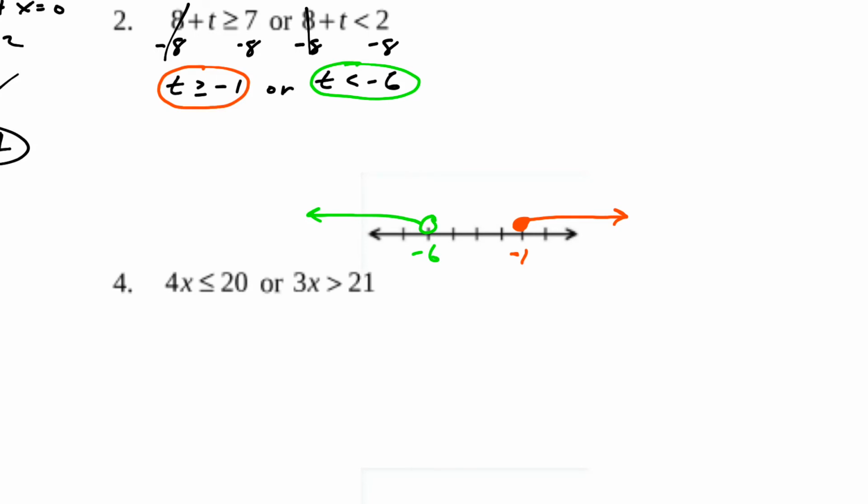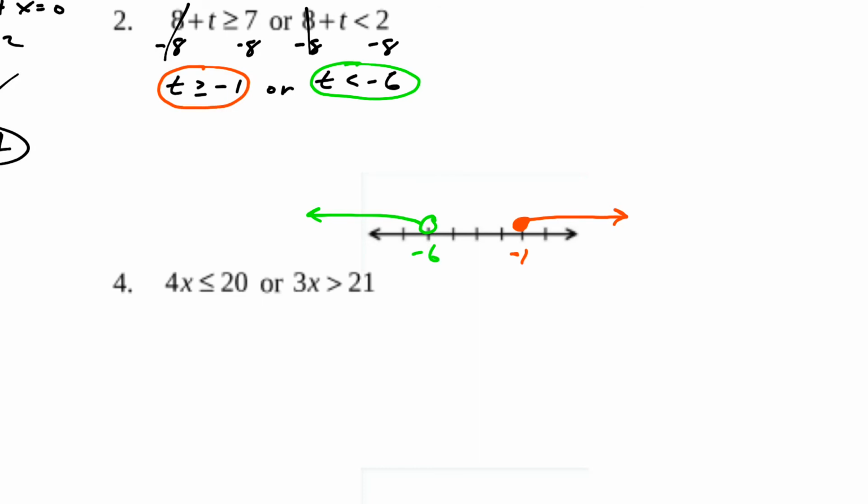Now the answers to my union problem, they could be a solution to the first inequality, or a solution to the second inequality, or they could be a solution that works in both of them at the same time. So that's why it's anywhere that's shaded.